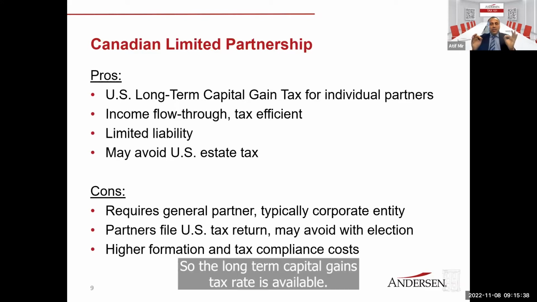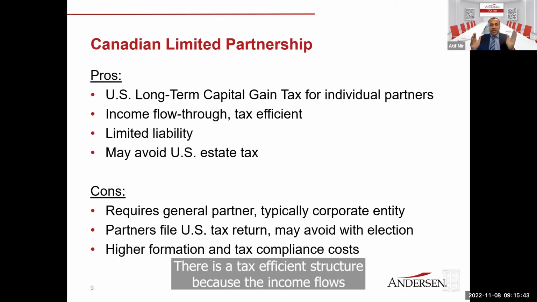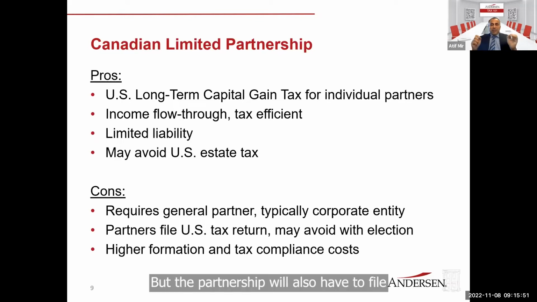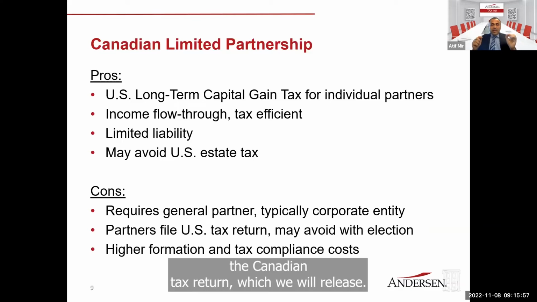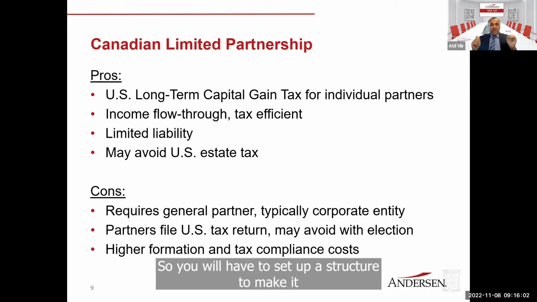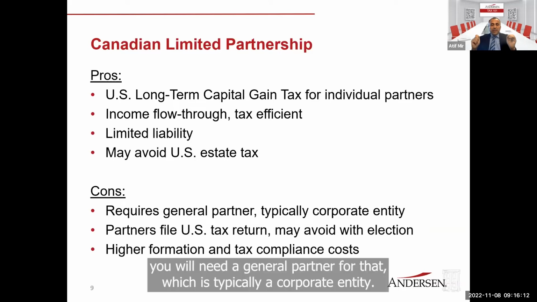A partnership is a flow-through, so the long-term capital gain tax rate is available. It is a tax-efficient structure because the income flows through to the individual, and the individual reports the income. But the partnership will also have to file the Canadian tax return, which we have mentioned in the cons. For limited liability, you will have to set up a structure so that there's limited liability, and you will need a general partner for that, which is typically a corporate entity.